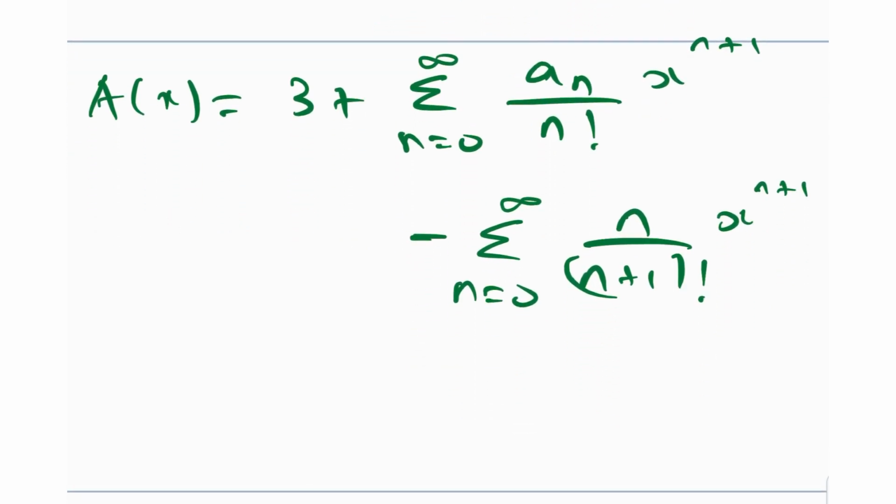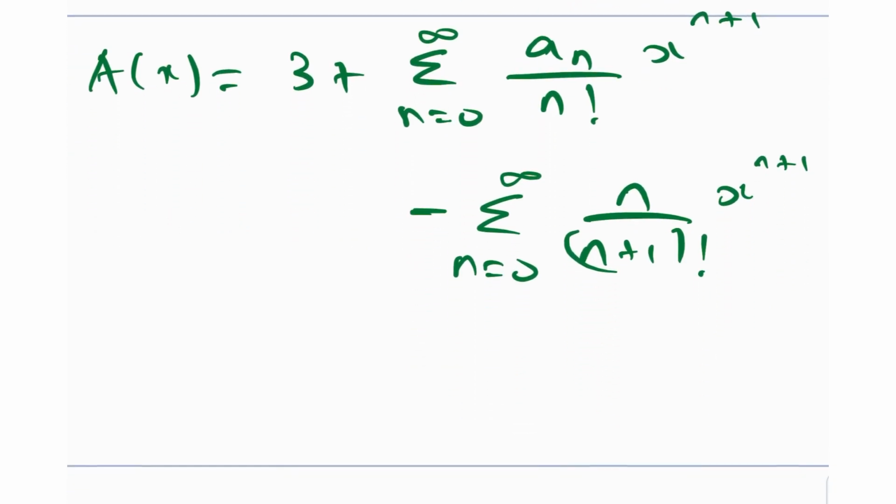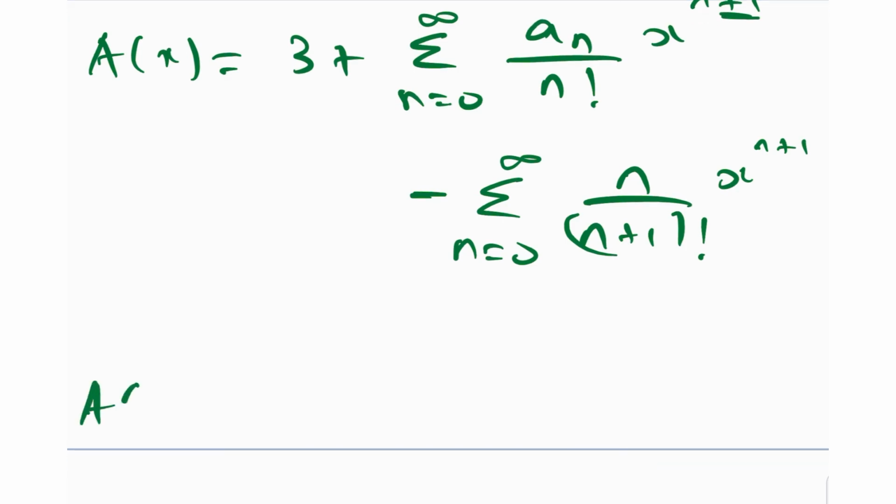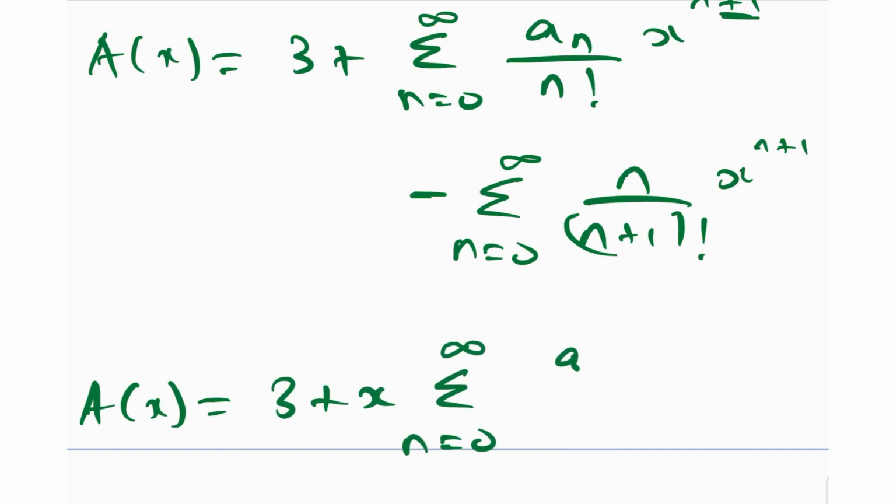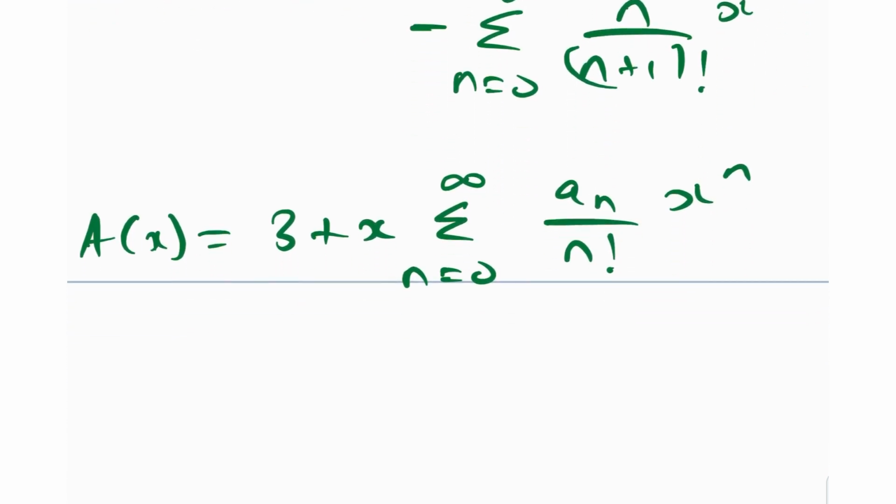So we've achieved quite some interesting stuff over here. Now what I'm going to do is take an x common from here and take it out of the sum, because the sum is dependent on n. It's not dependent on x. So I can take an x common, right? I can take an x out of the sum. And if I do that, I'll get the summation from n equals 0 to infinity of a_n divided by n factorial times x^n, which is basically a generating function.